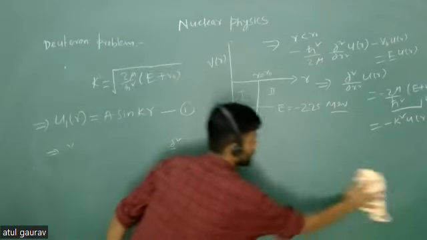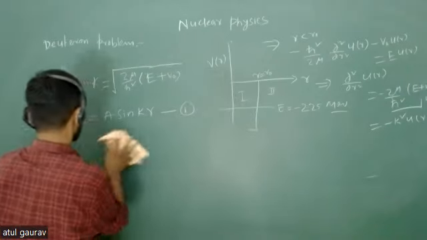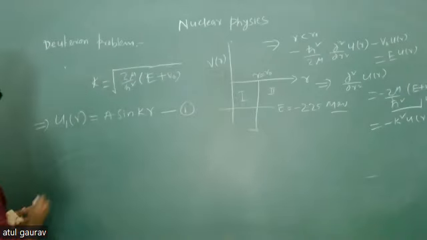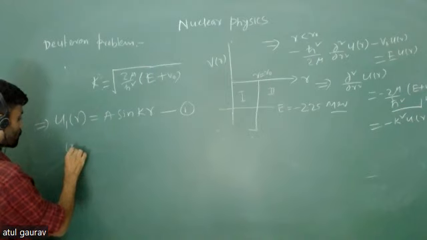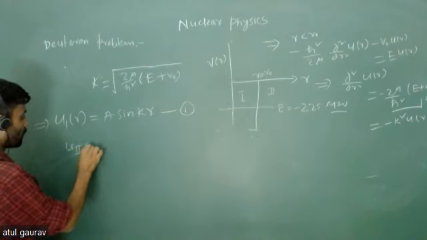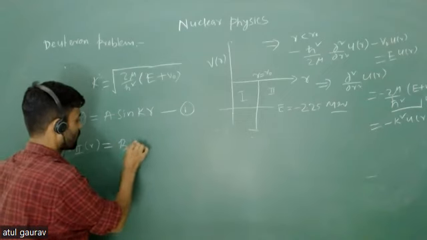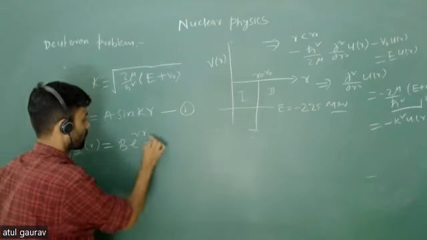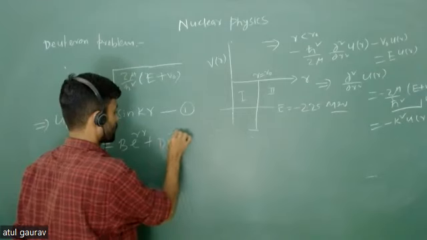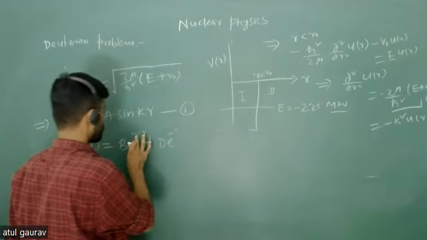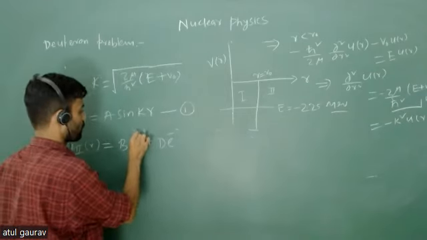Now can you write the solution of this equation? Exponential, exactly. Exponential e to the power minus gamma r. So let us write this as u of r, and that should be b e to the power gamma r plus d e to the power minus gamma r. So one is gamma, another is r.